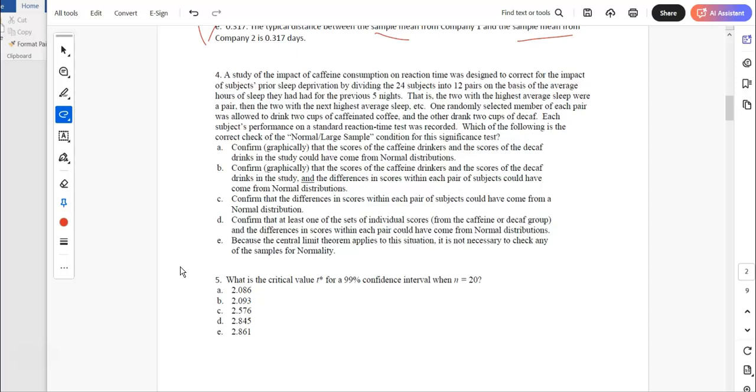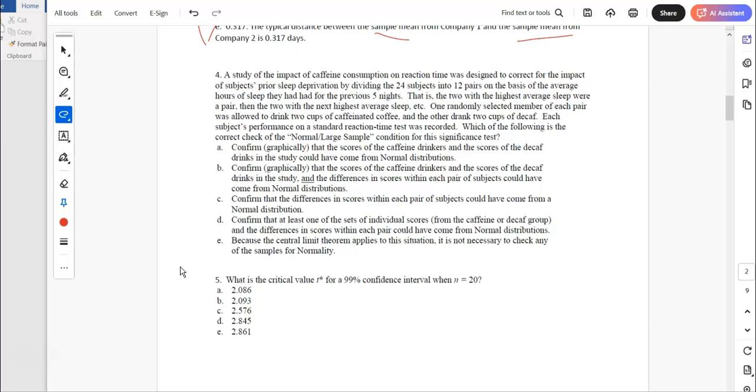One randomly selected member of each pair was allowed to drink 2 cups of caffeinated coffee. The other drank 2 cups of decaf. Each subject's performance on a standard reaction time test was recorded. This is interesting. Which of the following is the correct check for the large sample condition? Oh, so they don't tell me there's also an experiment. I just wanted to see what happened there.